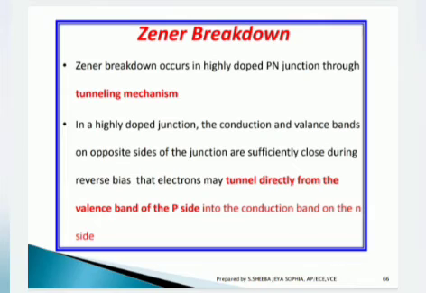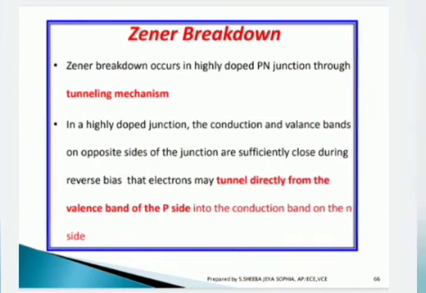Regarding the Zener breakdown, that is reverse breakdown, it occurs in a highly doped PN junction through a tunneling mechanism. In a highly doped junction, the conduction and valence bands on opposite sides of the junction are sufficiently close during reverse bias that electrons may tunnel directly from the valence band of the P side into the conduction band of the N side. And this concept lies behind the Zener breakdown.